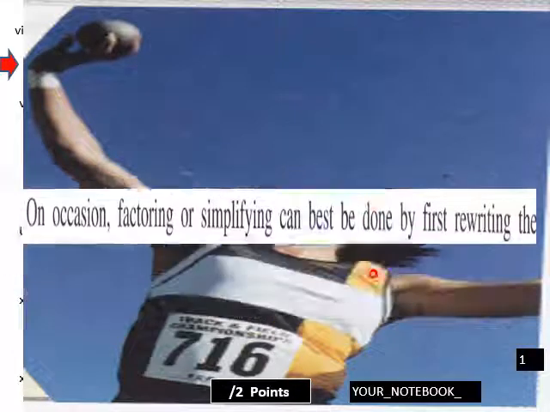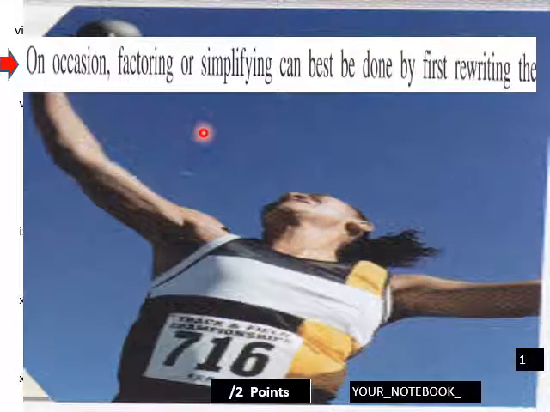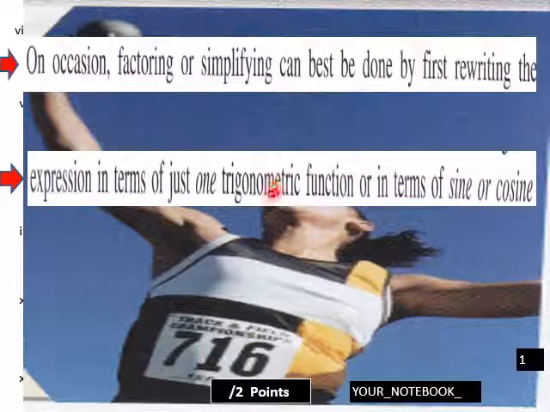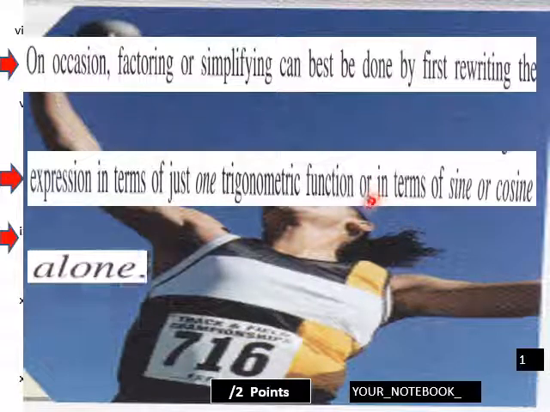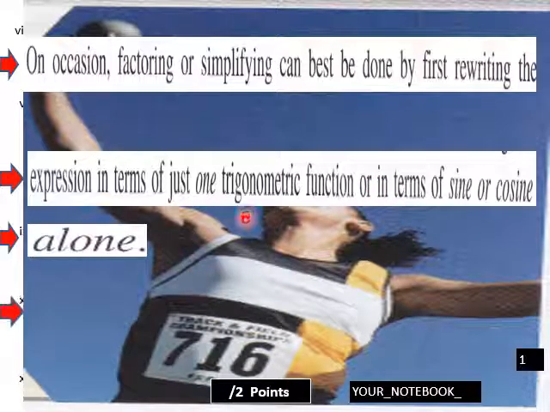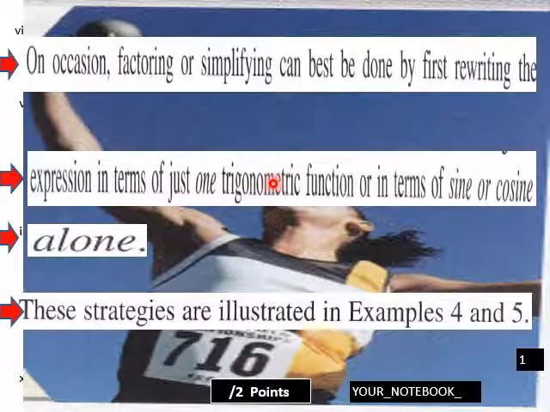Okay, so moving on into our lesson today. On occasion, factoring or simplifying can best be done by first rewriting the expression in terms of just one trig function, in terms of sine or cosine alone. So sometimes we just convert over into sine or cosine. We'll get into these strategies in examples 4 and 5. This goes in your notebook, students, so put this in your notebook.